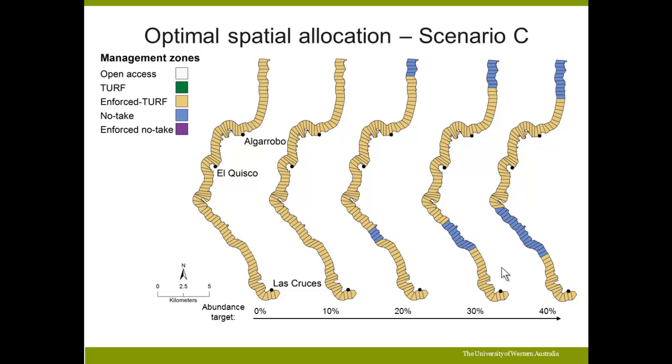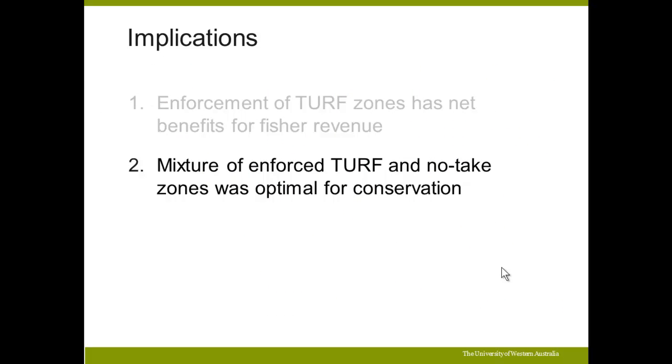The model knows that this is optimal for fisher revenue. It needs to increase its abundance. You get slightly higher abundance in these no-take areas, but you don't need it. It's actually cheaper to select this no-take zone without enforcement and stick it in an area that's far away and which would be difficult to enforce. So these are the areas where it's cheap to enforce around our fisher associations. And so the model's allocated those non-enforced zones in these costly areas. The implication of this is that, especially if we've got conservation objectives in the study area, we're really looking at a mixture of enforced turfs and no-take in this case as our optimal strategy.